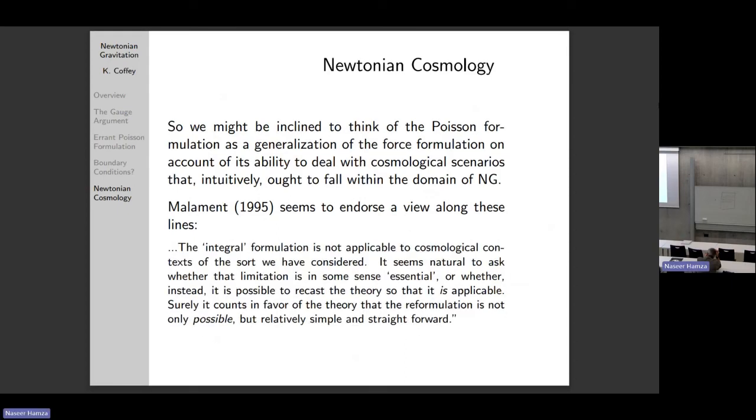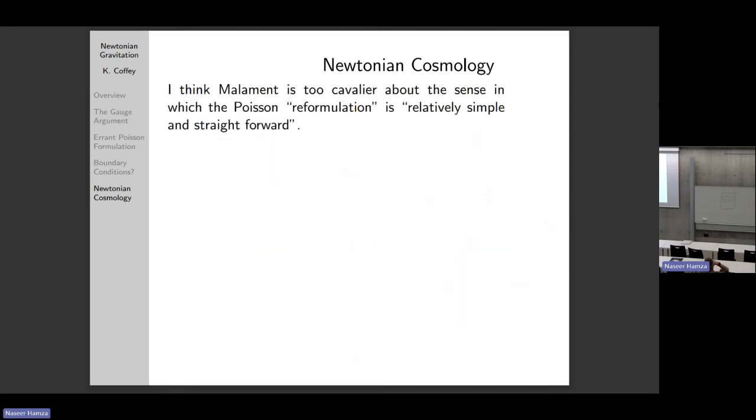The integral formulation, the force formulation, is not applicable to cosmological contexts of the sort we have considered. It seems natural to ask whether that limitation is in some sense essential, or whether instead it is possible to recast the theory so that it is applicable. Surely it counts in favor of the theory that the reformulation is not only possible, but relatively simple and straightforward. So I think Malament is much too cavalier about the sense in which the Poisson formulation is a relatively simple and straightforward reformulation.